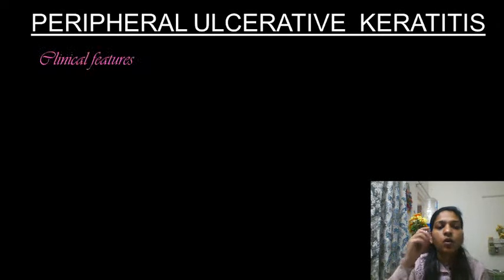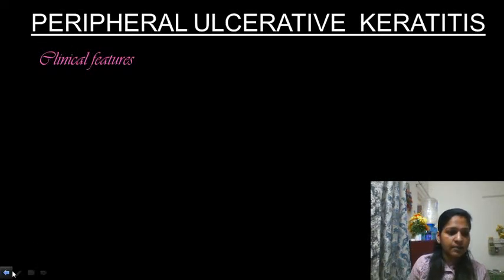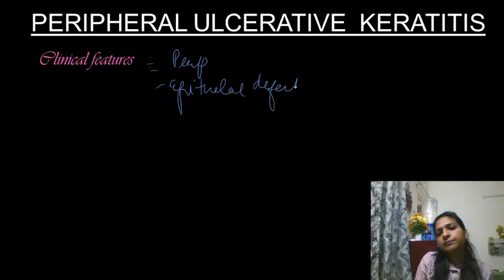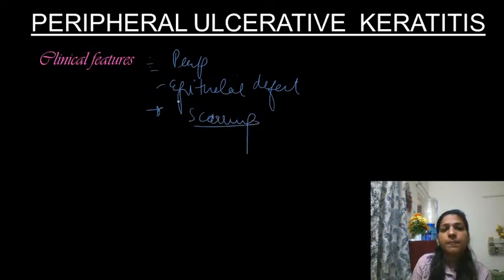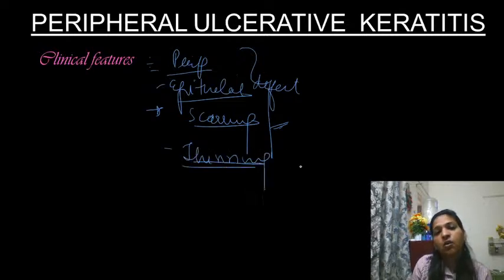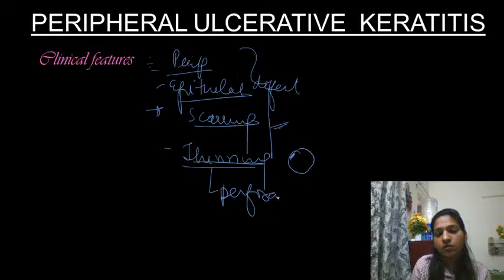Okay, now coming on to the clinical features of peripheral ulcerative keratitis. I have already told you, it will be at the periphery, there will be an epithelial defect and scarring. Okay, these are the main features for peripheral ulcerative keratitis, and thinning is also there. Peripheral cornea will be very thin, this part will be very thin, so perforation can occur very easily.